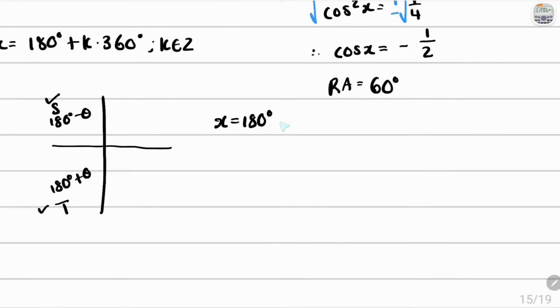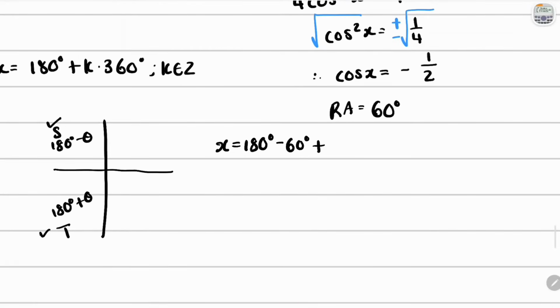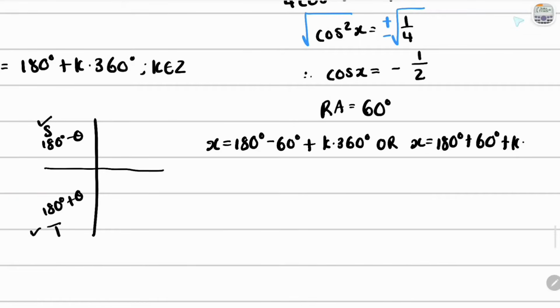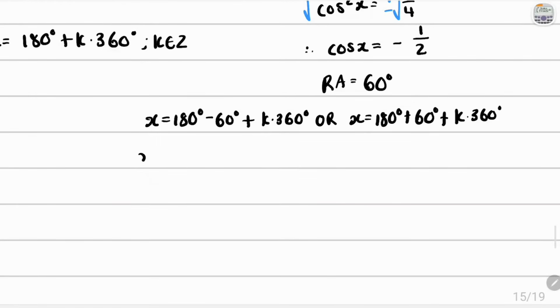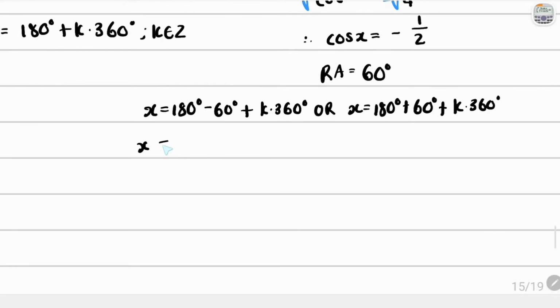We're saying 180 degrees minus our reference angle, which is 60 degrees, and then plus, this is the cos graph, and the cos graph repeats every 360 degrees. So this is k of 360 degrees, or x is equal to, and that's going to be the second solution, 180 degrees plus 60 degrees, and then plus k of 360 degrees. Then let's just solve, and then we'll tell them that k is an element of integers.